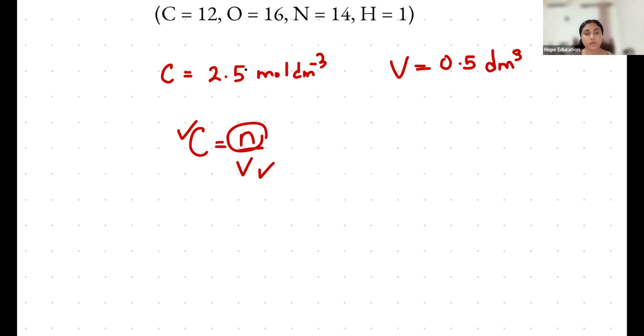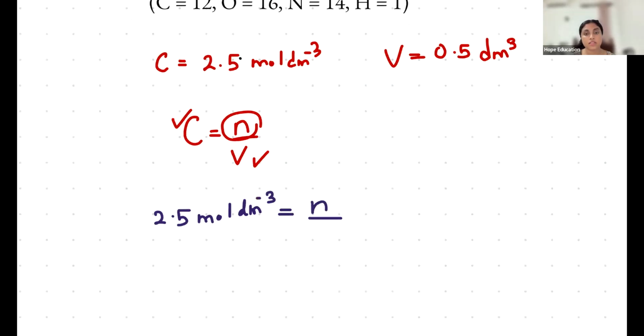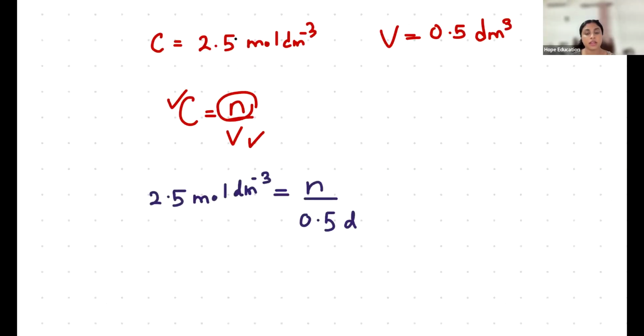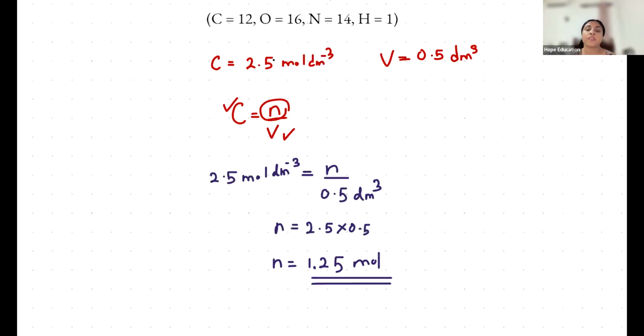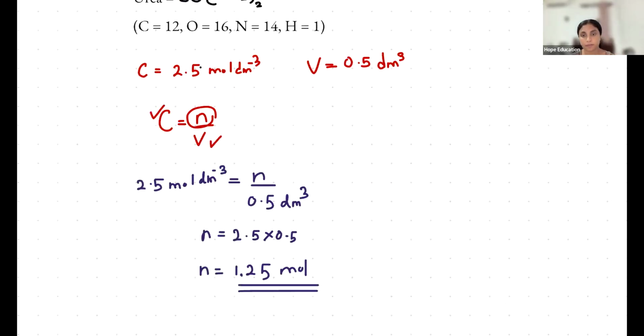Concentration is 2.5 moles per cubic decimeter. Number of moles I don't know. Volume is 0.5 cubic decimeters. Then n equals 2.5 multiplied by 0.5. 25 times 5 is 125. There are 2 decimal places here, so I have to keep 2 decimal places. I'm going to write 1.25 moles. 1.25 moles. Now I will go to n equals m over M.